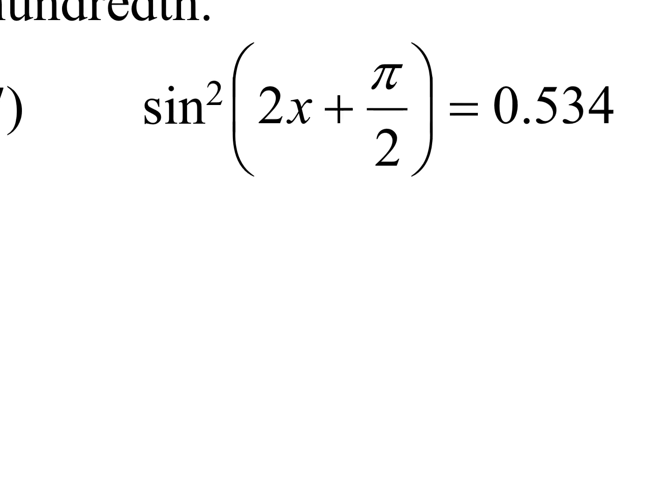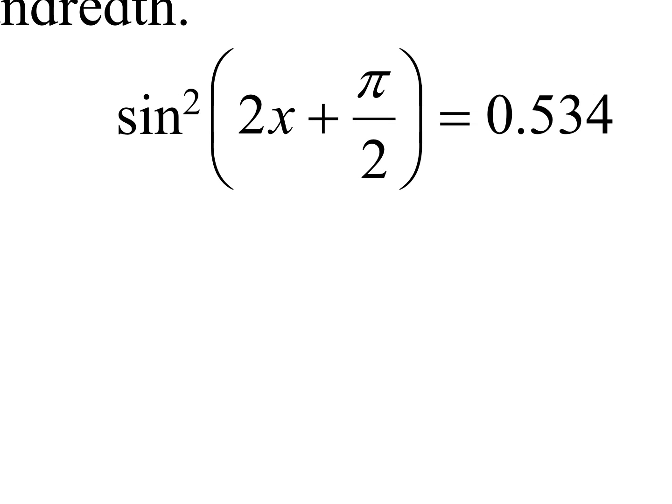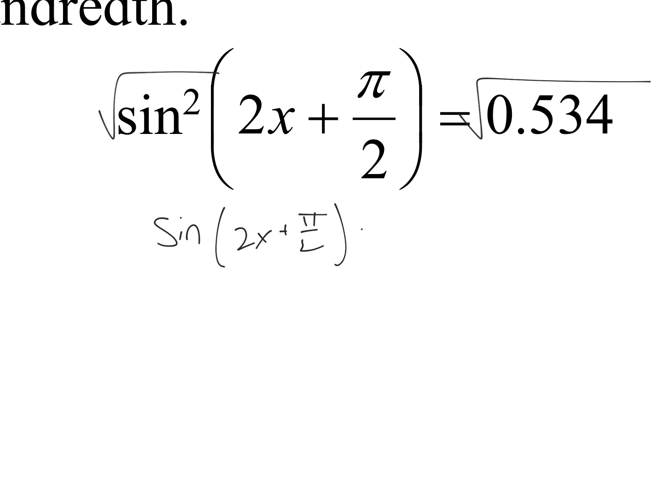Okay, here we go. Number 7. I'm going to zoom in because there's quite a lot of work that has to be done here. So first thing, square root. So I get sine of 2x plus pi over 2 has to be equal to plus or minus the square root of 0.34, which is 0.73.